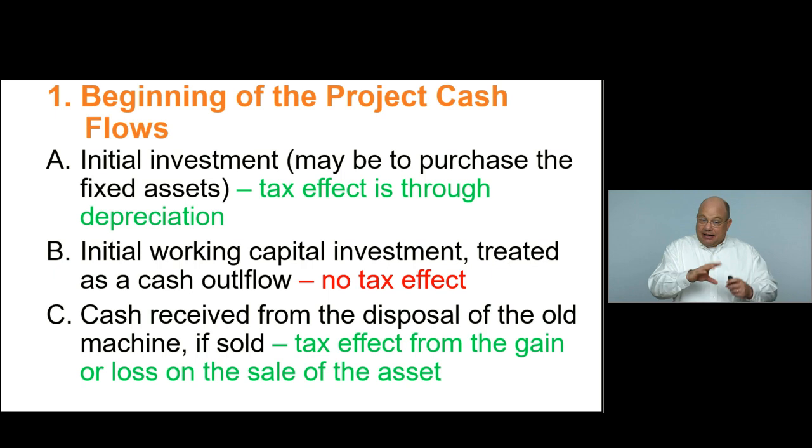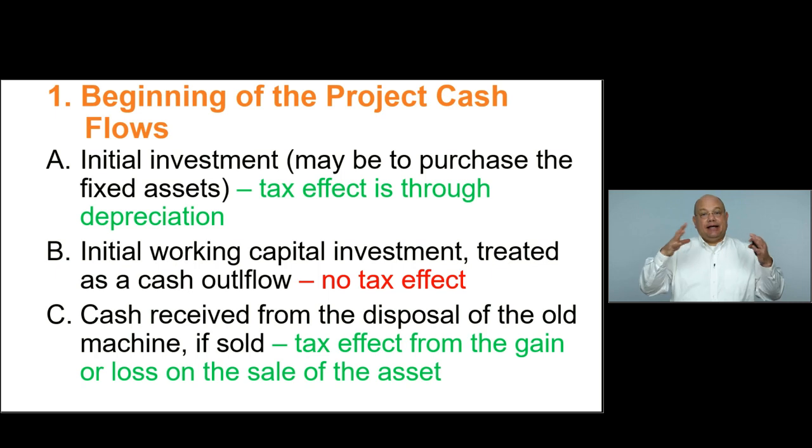We calculate the gain or loss on the sale of the old machine as the difference between the sales price of the old machine and the tax basis of that old machine. If there is a gain, the tax impact of the gain is a cash outflow. It's subtracted from the cash received. If we have a tax loss, the tax effect of that loss is added to the cash inflow because it's saving us tax money somewhere else.